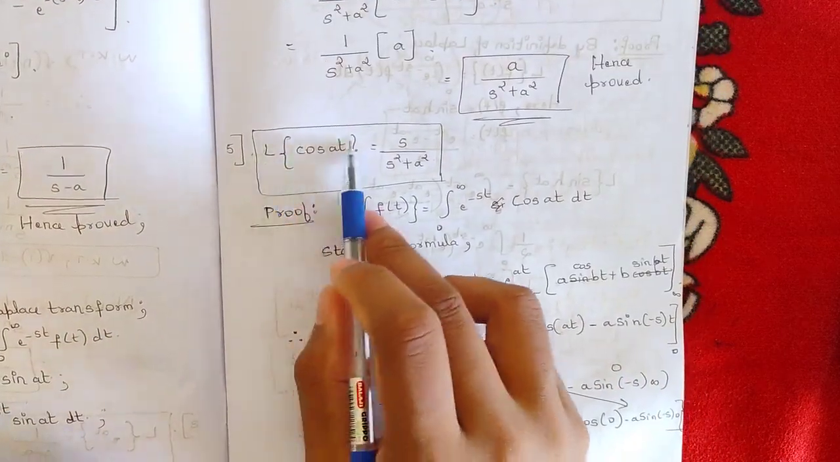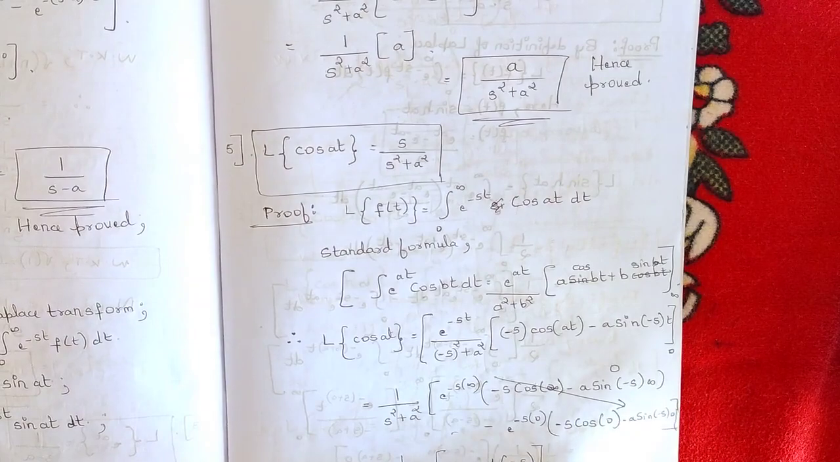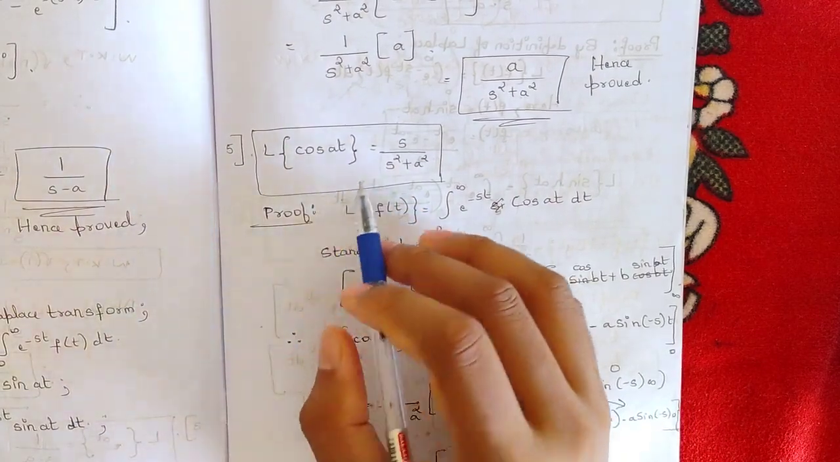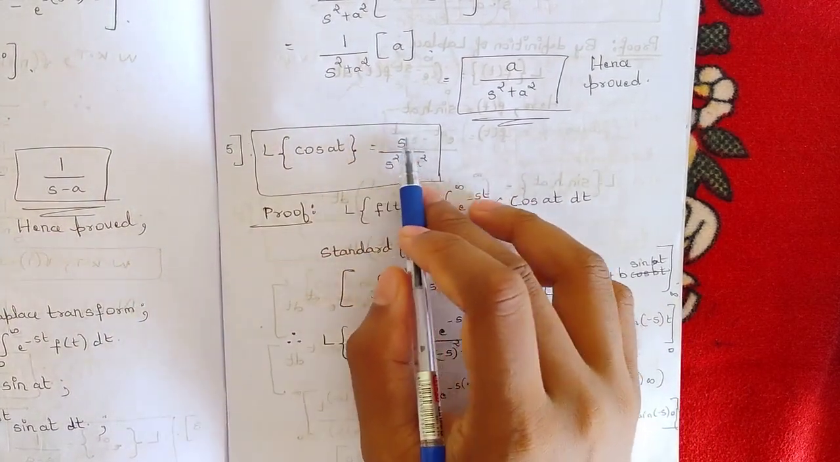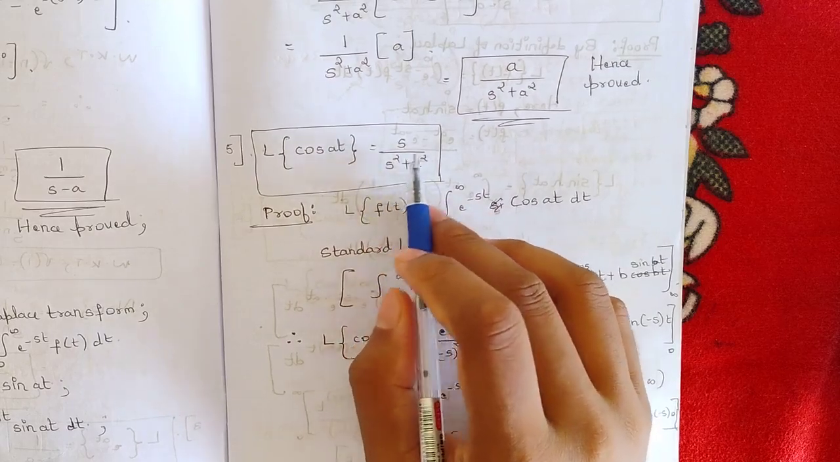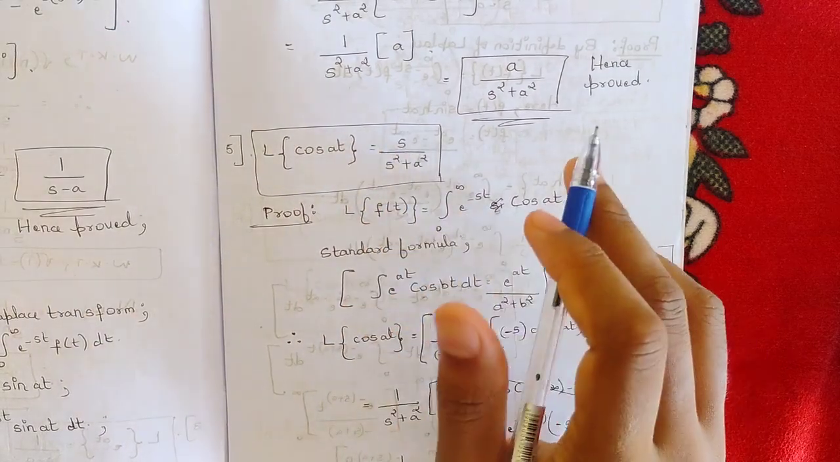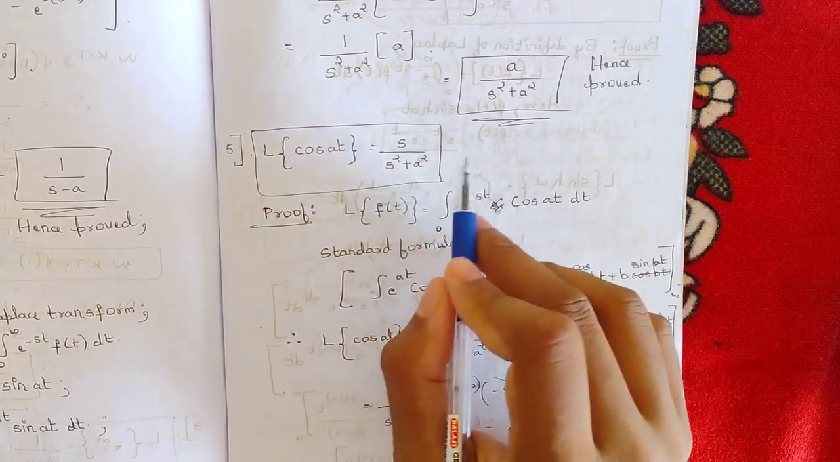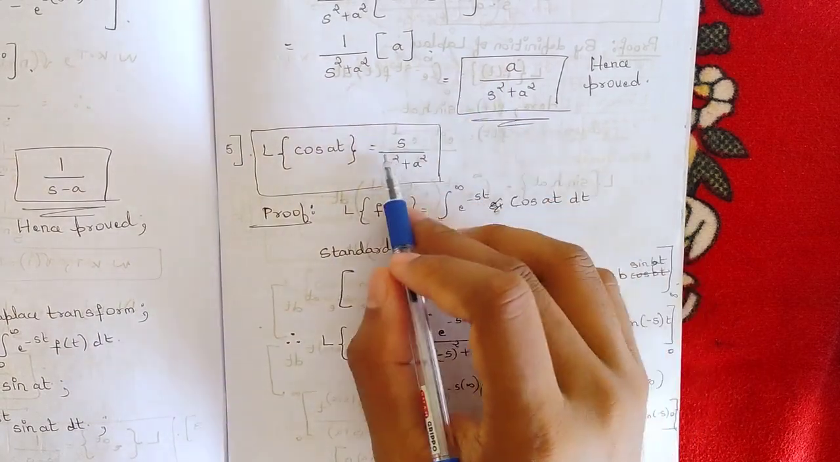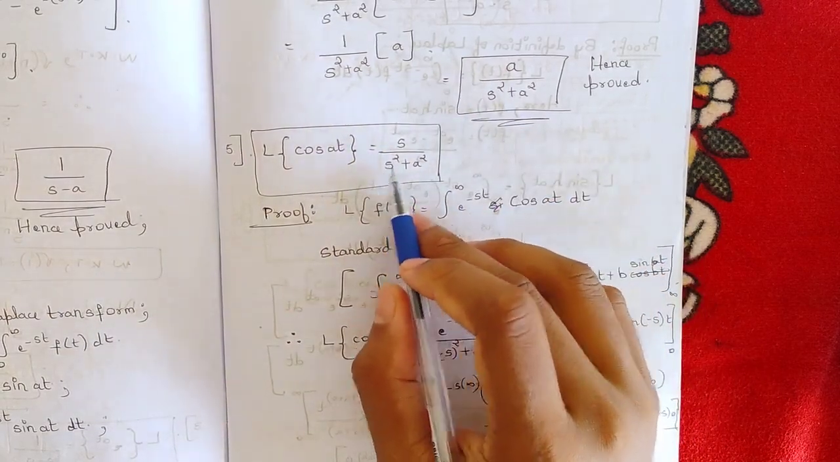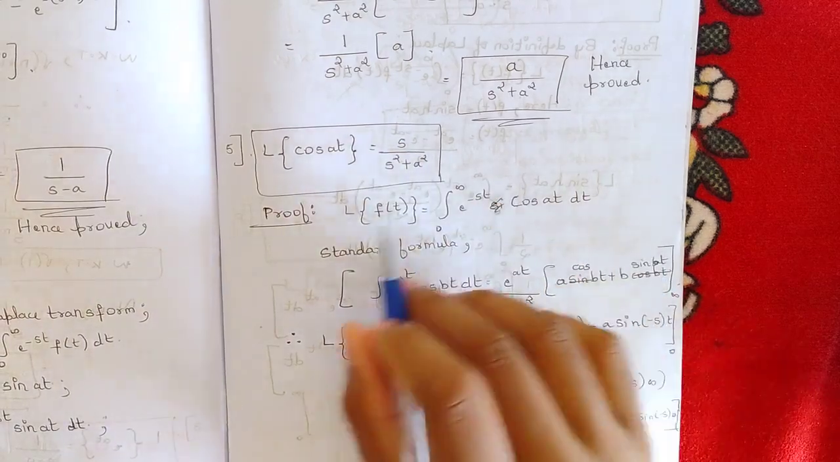Laplace transform of cos at. We have discussed sin at, right? Now we have one more, cos at. Its Laplace transform is given by s divided by s square plus a square. The numerator part changes: in place of sin we had a divided by s square plus a square, and for cos we have s divided by s square plus a square. Again, prove that.